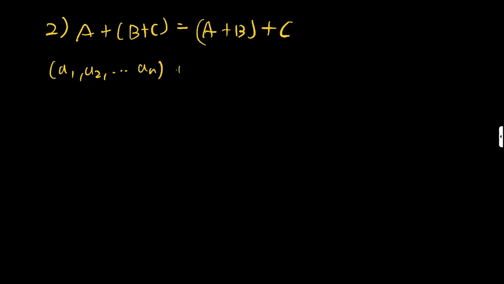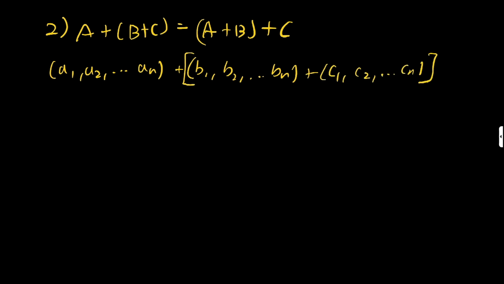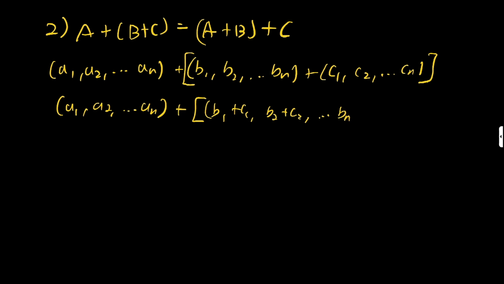Plus B1, B2, dot, dot, dot, B sub n. But of course, plus C1, C2, dot, dot, dot, C sub n, all under these brackets. Okay, this is the same thing. So we're going to have A1, A2, dot, dot, dot, A sub n, plus, and we're going to combine the inside sum now, as we did earlier, into B1 plus C1, B2 plus C2, dot, dot, dot, Bn plus Cn. Okay?